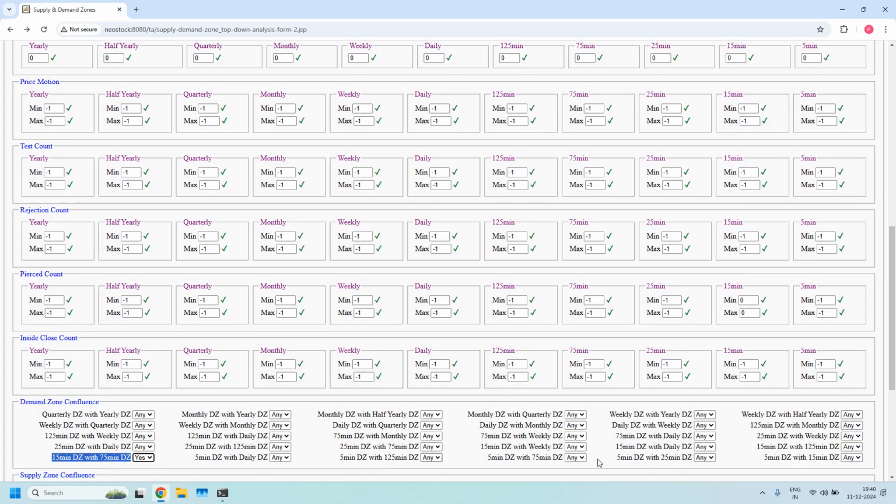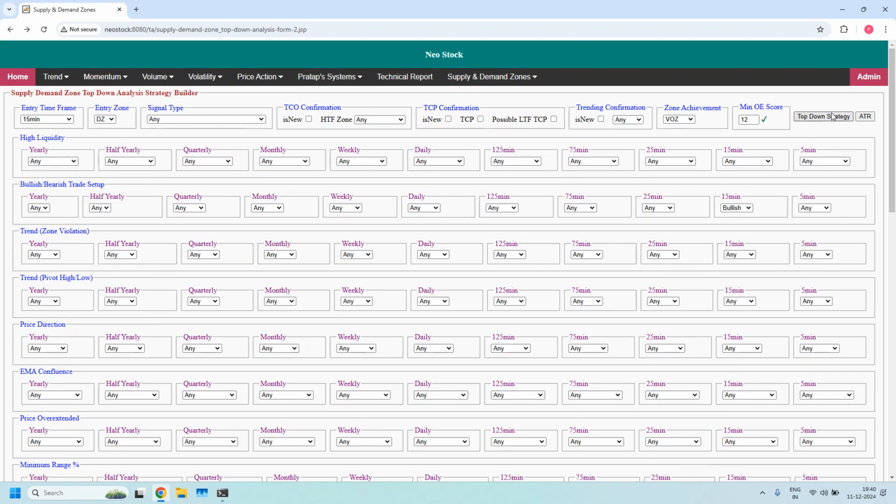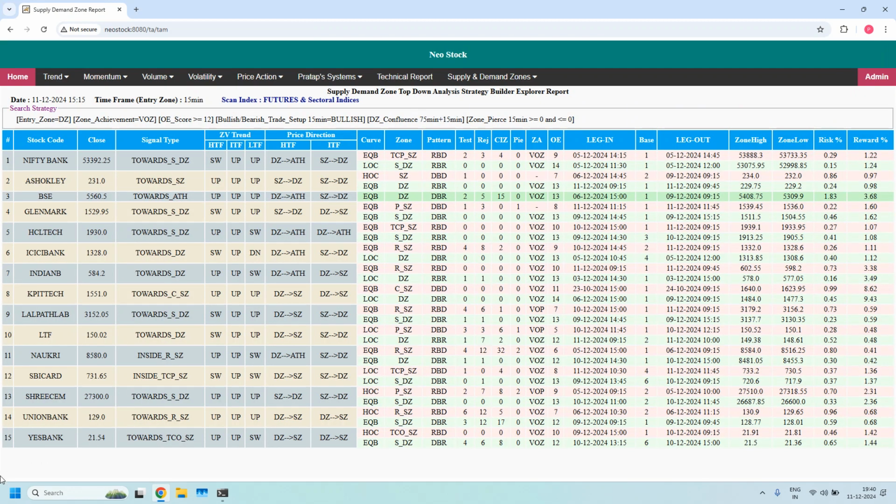I am enabling the filter. So with this filter, out of 17 stocks, we got 15 stocks. That means in all these 15, these 15 minutes demand zones are part of the 75 minutes demand zone. That is what zone confluence is. And 75 minutes trend is up in all these stocks. That is ITF trend. So if any of these 75 minutes demand zones are having daily EMA confluence, those stocks are even more high probability trade setup supported stocks.